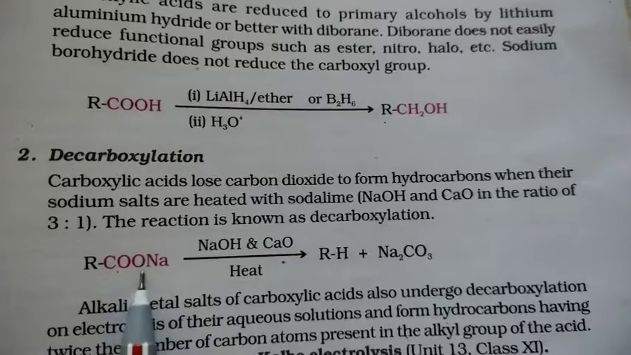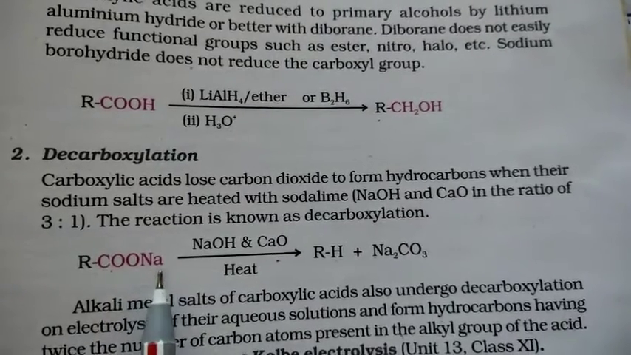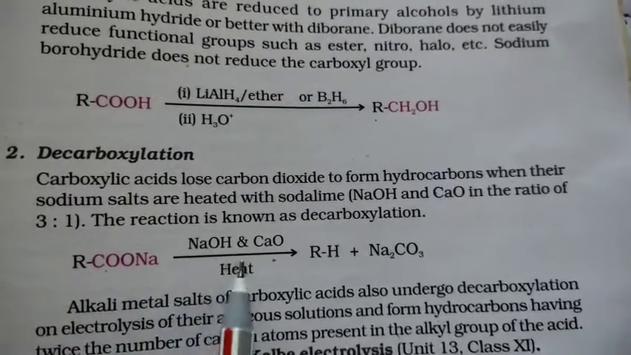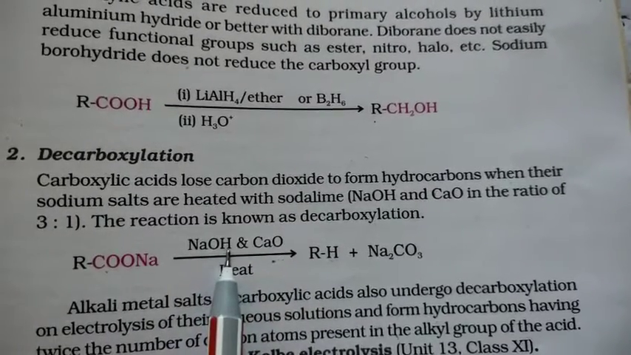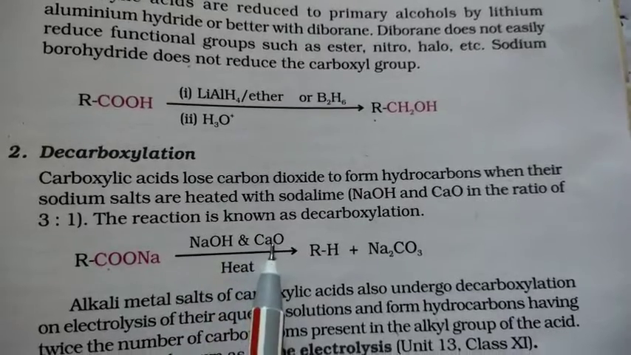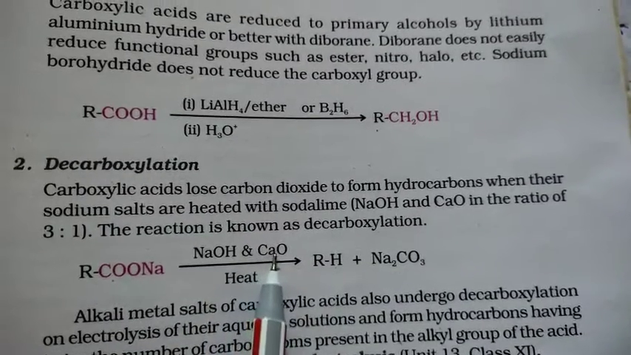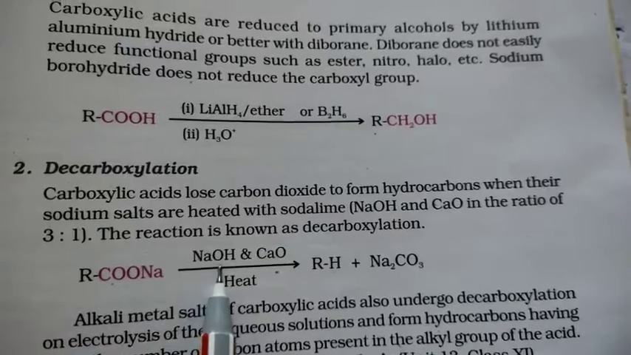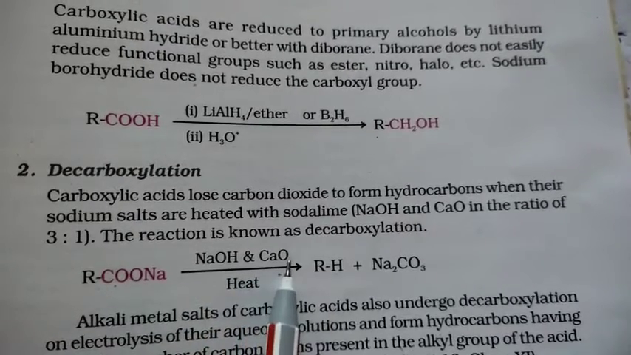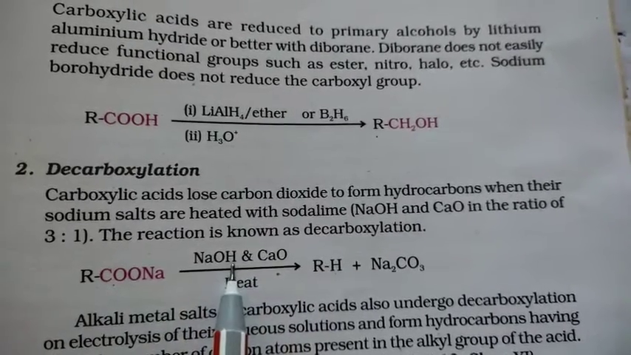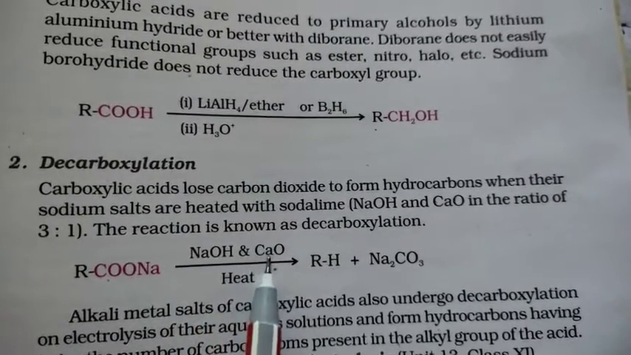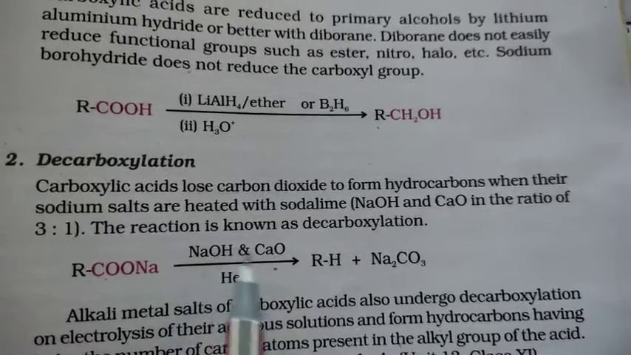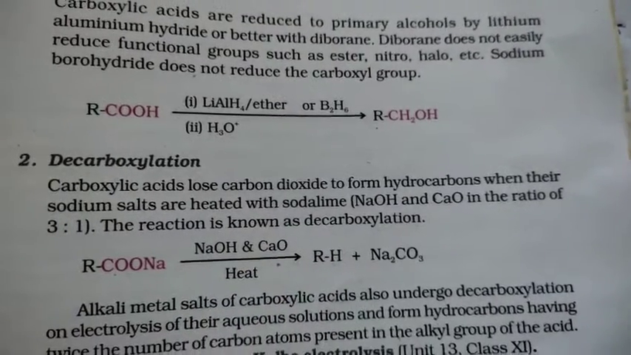So let us go to the reaction. This is a sodium salt, right? Sodium carboxylate, and when the sodium carboxylate is heated in the presence of sodium hydroxide and calcium oxide, the sodium hydroxide will be present in the ratio of 3:1. If calcium oxide is 2, then sodium hydroxide will be 6. If calcium oxide is 3, sodium hydroxide will be 9, right? So this together, in the ratio of 3:1, is known as soda lime.